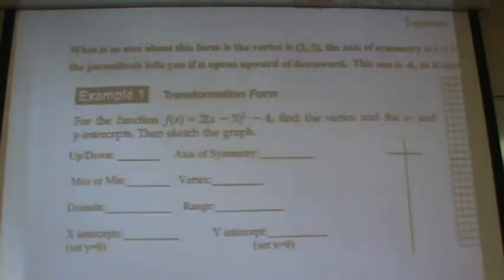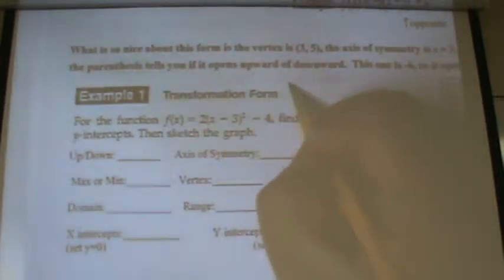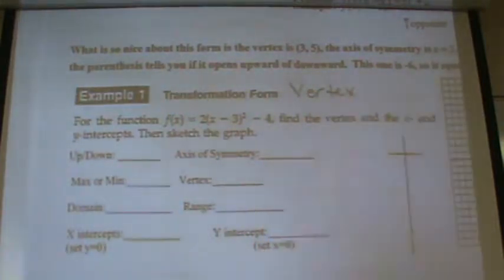So, Rachel, example 1. Can you tell me what form this is? It says it right there. Where? Transformation form. What was the other name we called it? Vertex form.